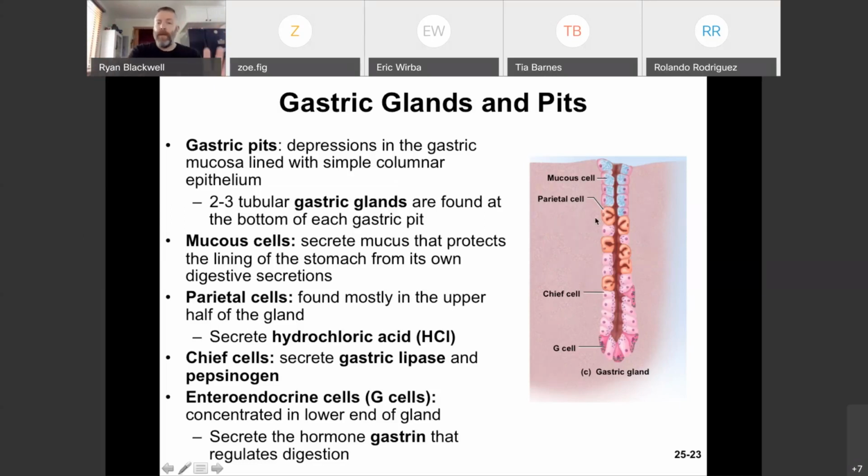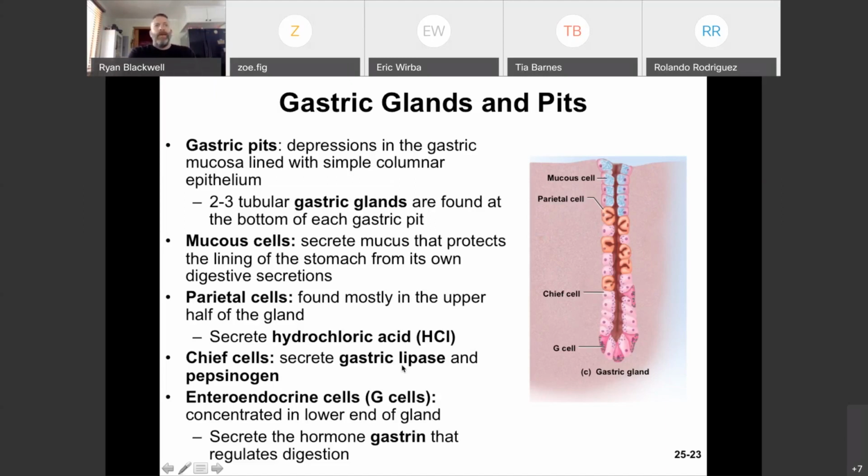For our purposes, I want you to know that hydrochloric acid produced by parietal cells is highly effective at digesting proteins. Again, hydrochloric acid can digest anything, but for our purposes, the most significant digestion that occurs in the stomach is the digestion of proteins, thanks to hydrochloric acid produced by parietal cells and an enzyme called pepsin that's produced by chief cells.